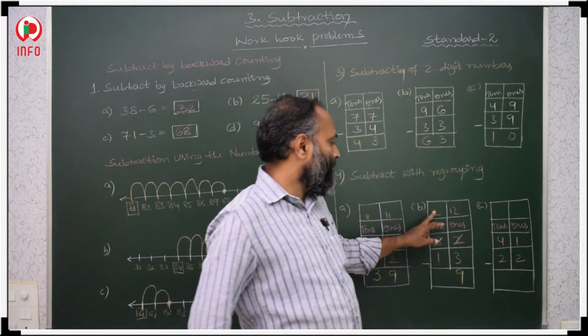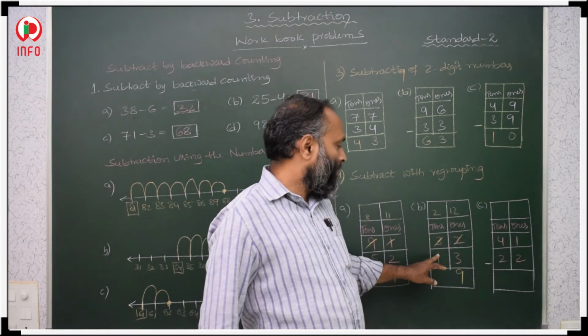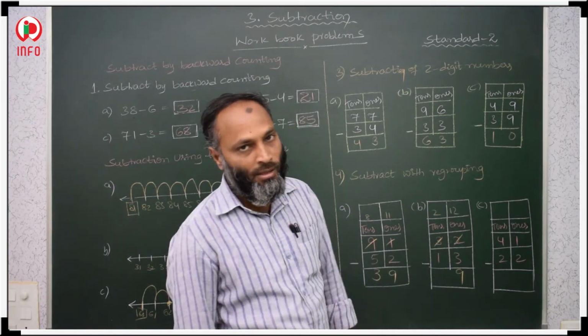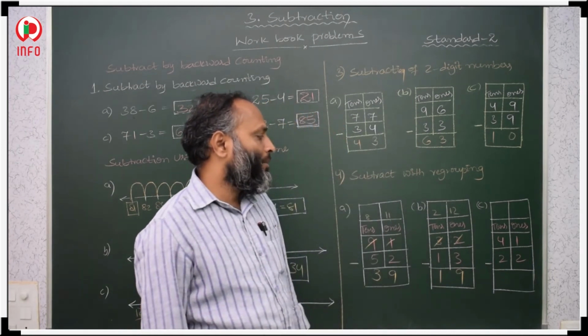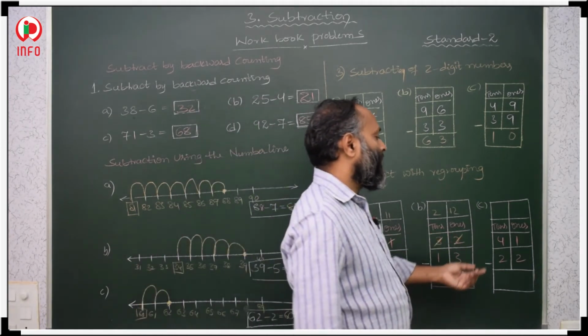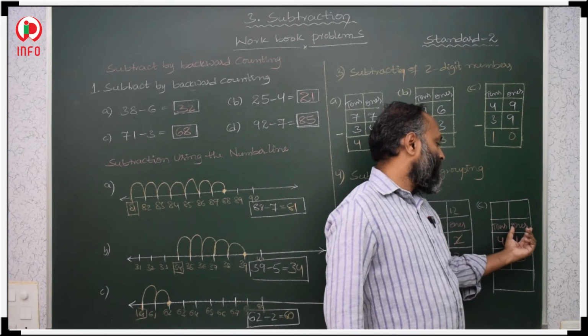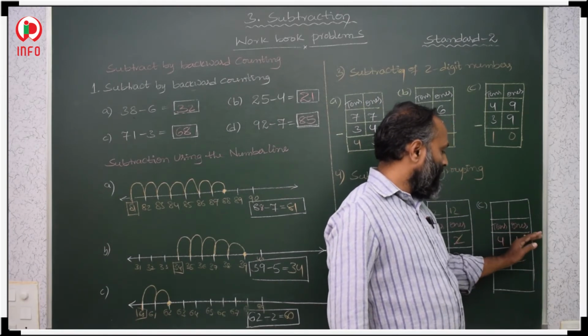Then 2 minus 1 means 1 to 2. How much gap is there? 1. That is 1. 19. In the next question, tens and ones, first we start from the ones place.